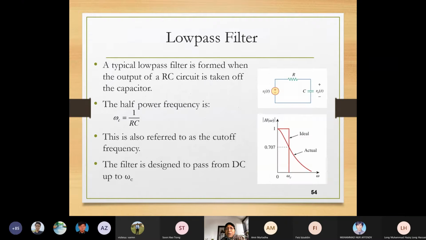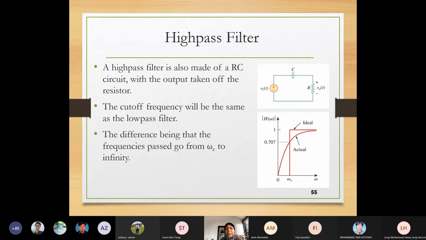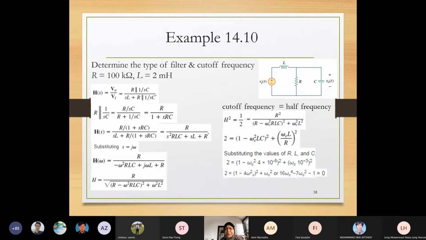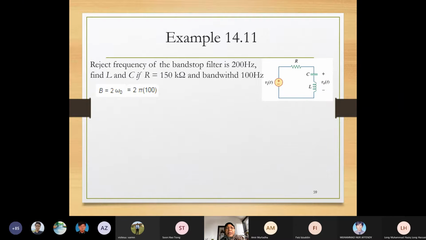Okay, so last week we did examples on this. This is a low pass filter. We did the calculation. And when we have the other example, 14.11, it is the band stop filter.